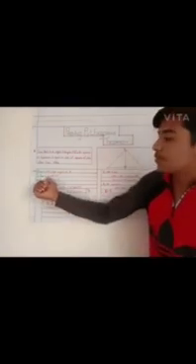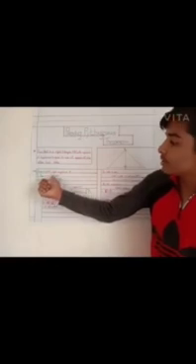So, what we had to prove? AC square is equal to AB square plus BC square. Hence, we have proved it.